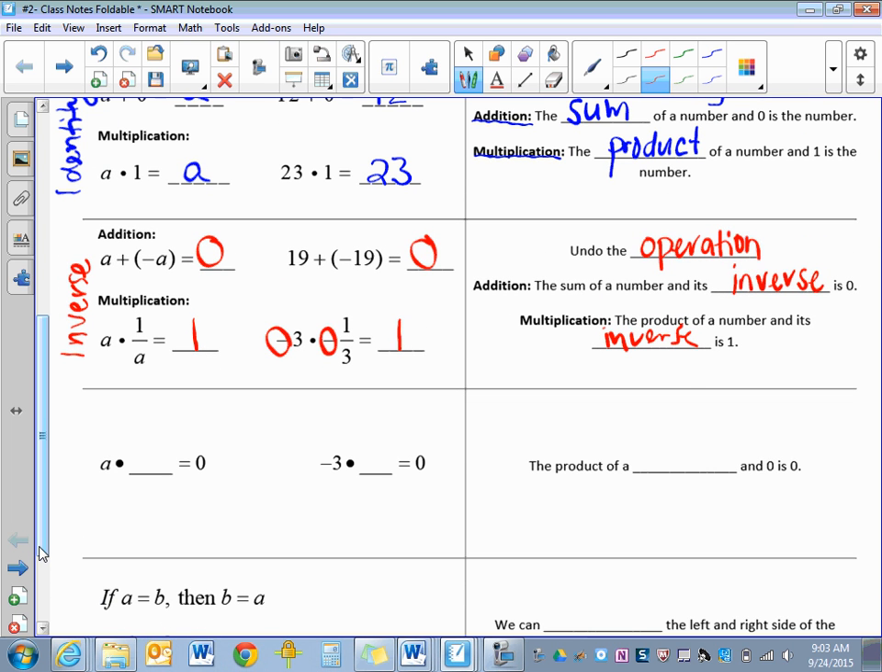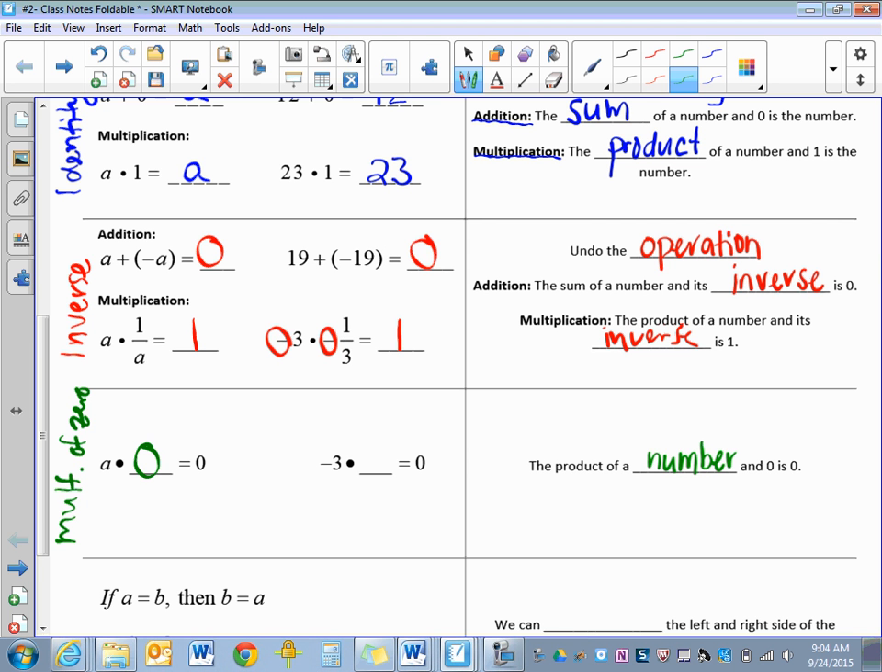So after the inverse property, we have the multiplicative property of 0. I know it's a long name, so I'm just going to write multiplicative property of 0. This is a really simple property. It's just simply that the product of a number and 0 is 0. So a times 0 is just 0.